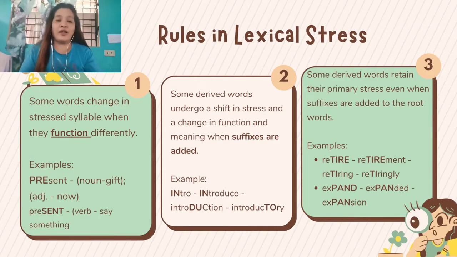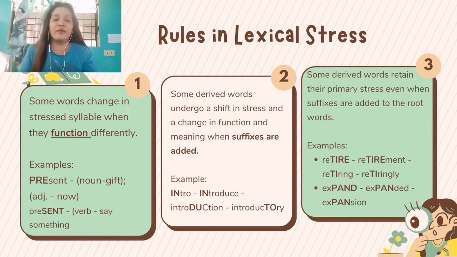Now let's go to our rules in lexical stress. Some words change in stress syllable when they function differently. These include present. Present can be a noun and an adjective. When we say present, it becomes a noun. But when we say present, it becomes an adjective.